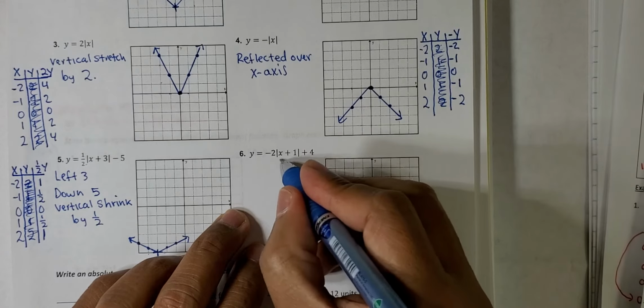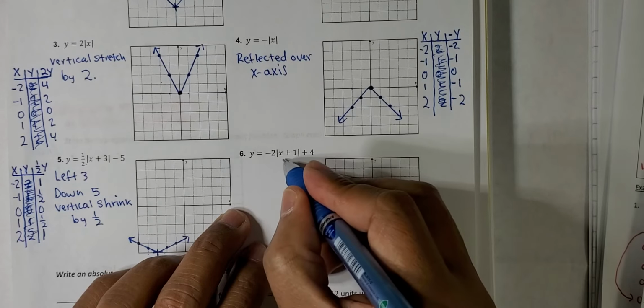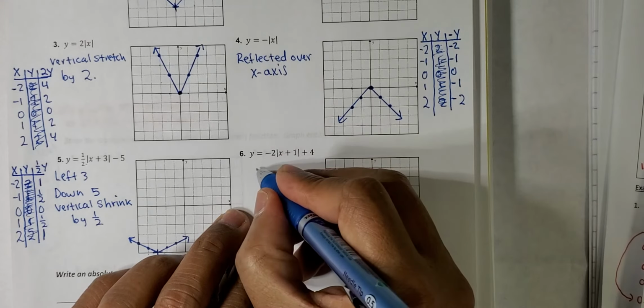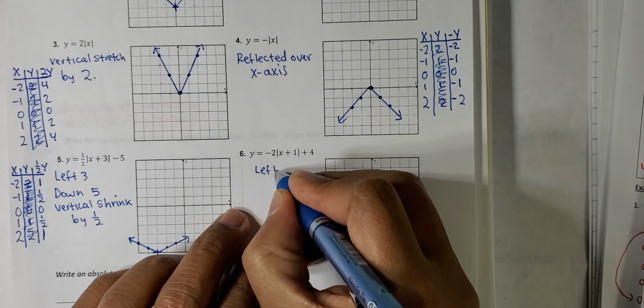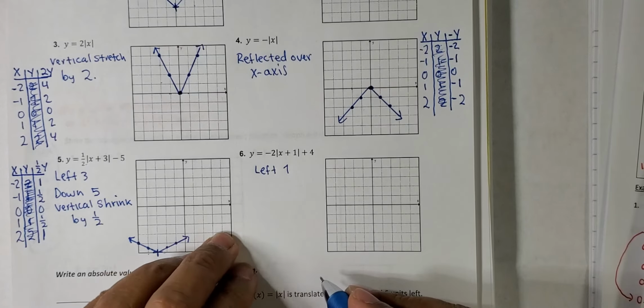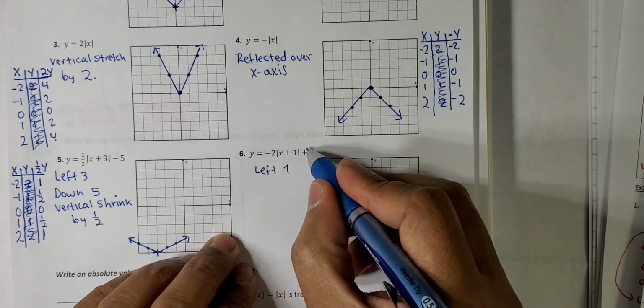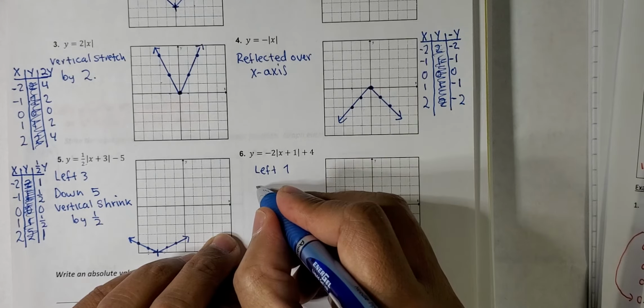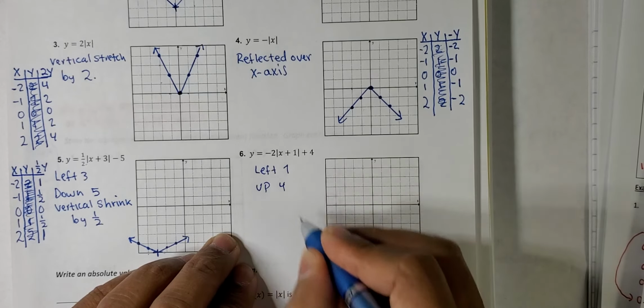So where is this going to get shifted horizontally? If you said left 1, you're correct. So the shift is left 1. Okay, that's one transformation. And then this is intuitive. It says +4, so that means it's going to go up 4 units.